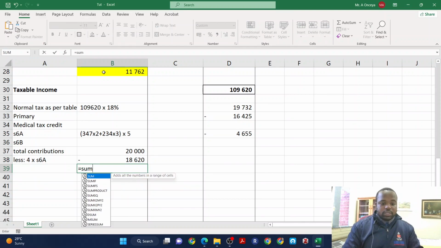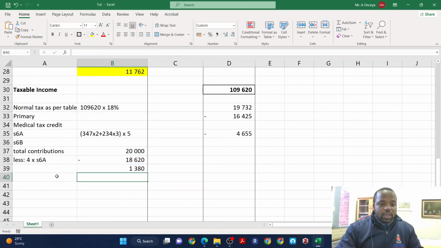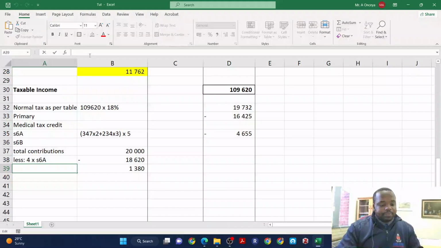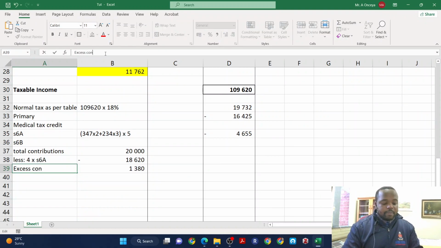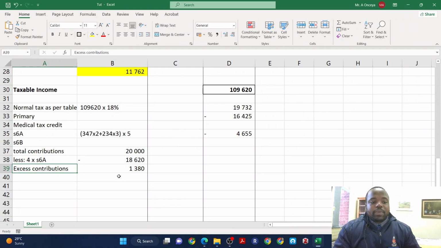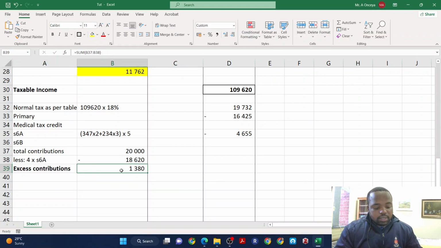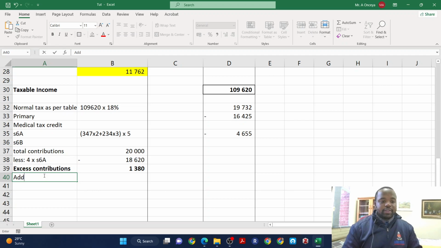18,620, and then we want the sum of these two, and we call this the excess, because it says excess contributions which could not be claimed under 6A, which we can now claim under 6B. So that's the excess contributions. And then to this we say add your qualifying medical expenses. So add to your qualifying medical expenses.